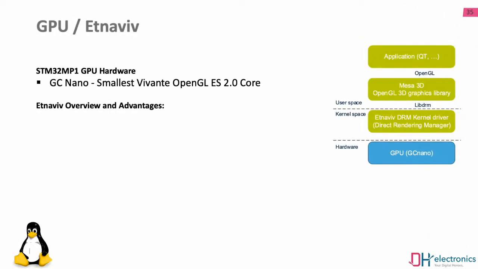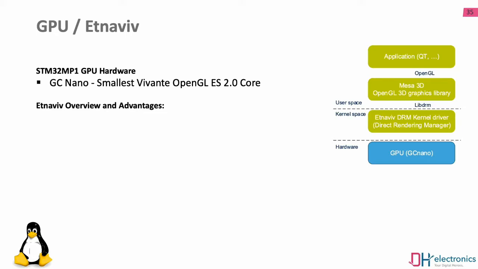On the next slide, I will introduce the Etnaviv GPU driver. As you know, the high-end version of the STM32MP1 comes with an integrated graphic processing unit. The GPU vendor in that case is Vivante, and the GPU itself is called GC Nano. The problem here is that Vivante only provides closed-source binary drivers for their GPUs. Therefore, OpenST Linux contains a binary blob driver for the GPU.